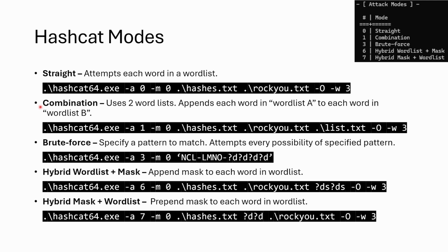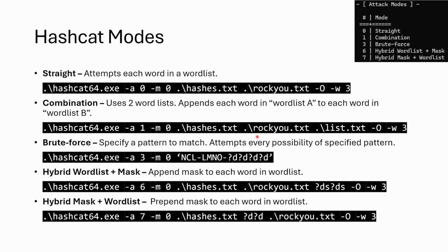And combination attack. That's attack mode 1. It uses two word lists and appends each word in word list A to each word in word list B. Now, I used to use this attack sometimes, but I don't really anymore. I use masks and rules mostly now. I like to do a lot of the word list amalgamations and alterations prior to running the attack. I don't like to run it with my attack because, I don't know, that's just how I do things and keep track of things. But if you want, it's totally fine.